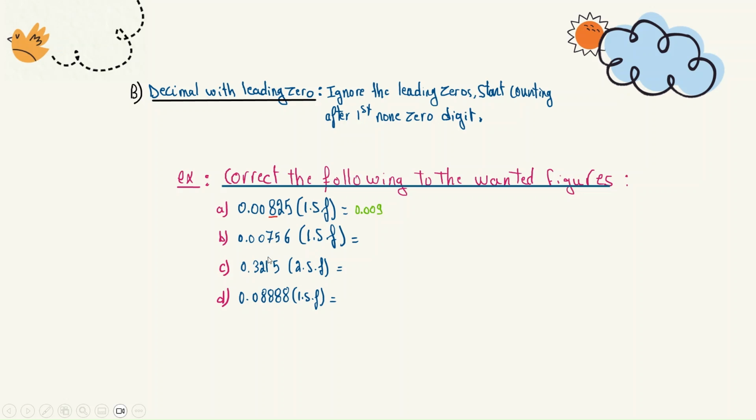In part B, round 0.00756. Correct to the first significant figure, which is 7, before it we have 5, so round up, means add 1. The answer is 0.008. Part C and D are here.